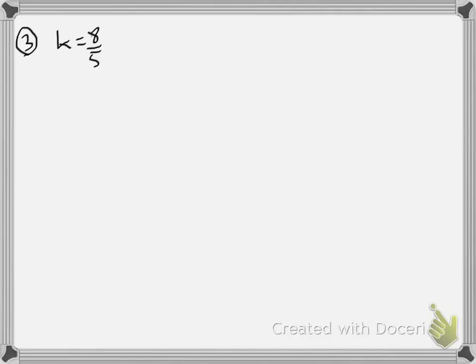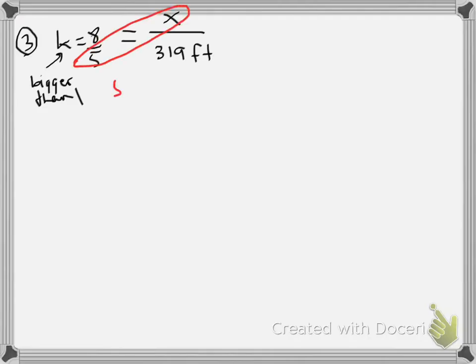Well, you had to purchase 319 feet of fence, and their yard must be bigger than yours because this number is bigger than 1. So that means if their yard is bigger, their yard amount is going to be on top. And you can make it equal to the scale factor. Okay, so if we cross multiply, that's 5x equals 8 times 319.